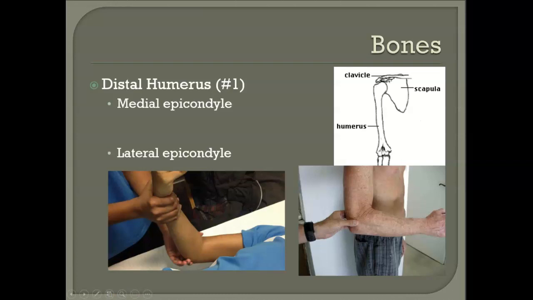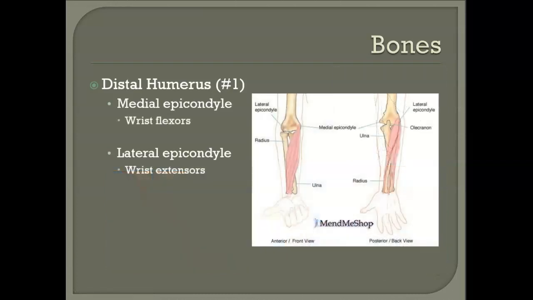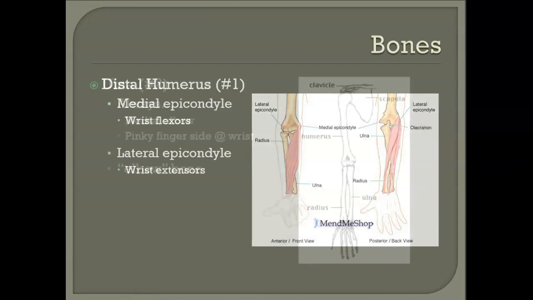The reason why I bring up the epicondyles is because they are a site of attachment for not only ligaments, but muscles. And so you see here that I have the medial epicondyle having those muscle attachments for our wrist flexors, and then the lateral epicondyle is the wrist extensors. So you will need to know that. I would put a star or something right there. Make sure you know those.